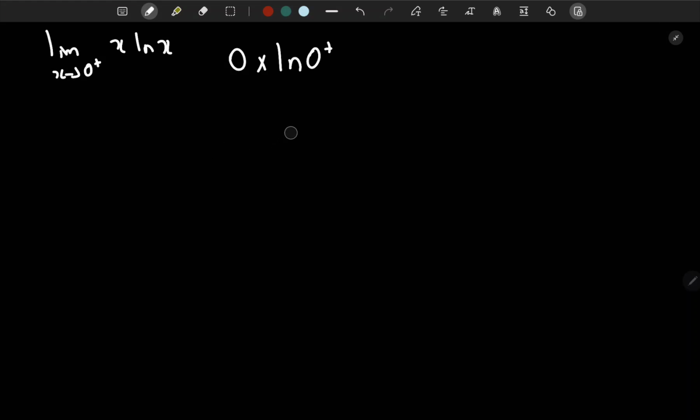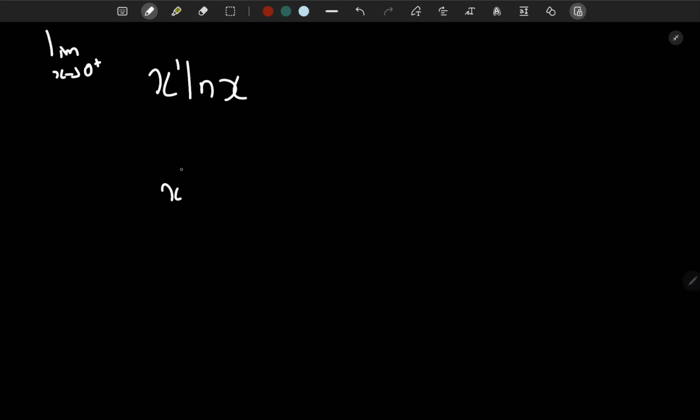Anyway, we don't need to substitute it first. We need to somehow convert this into a fraction. What can we do here? Let me write the equation larger. To convert this into a fraction, what we can do is a very simple step. This is x to the power of 1, and to bring it down, it is going to be x to the power of negative 1. So what we have left here is ln x over x to the power of negative 1, and now we have a fraction, and now we can use L'Hopital's rule.